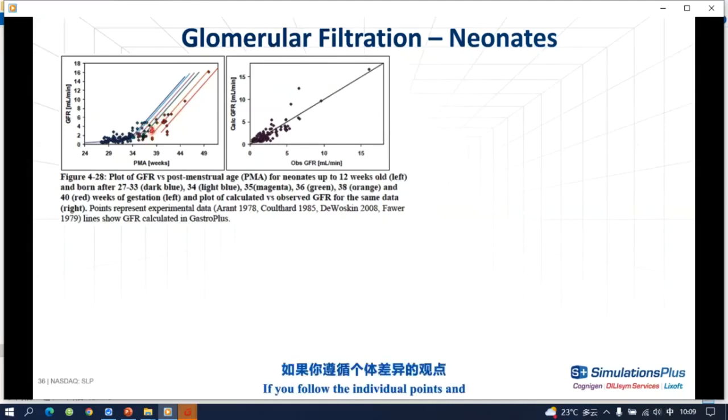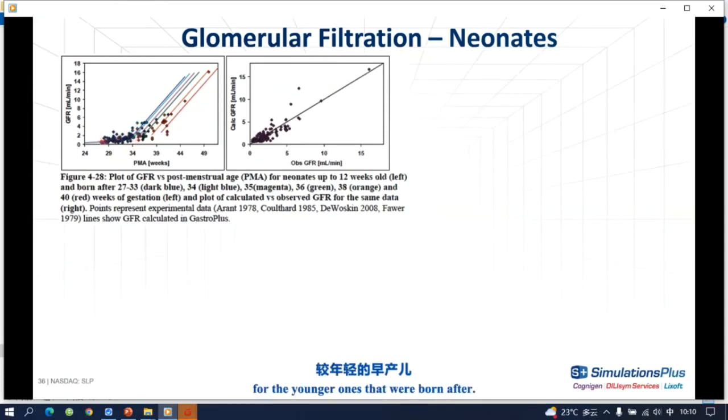And if you followed the individual points, not just the lines, you would see that for each of those colors, shortly after birth, the GFR goes up. So clearly, the birth is what causes that increase in the GFR. But it is not necessarily the case for every premature newborn. It is the case only for premature newborns born at least 33, 34 weeks of gestation.